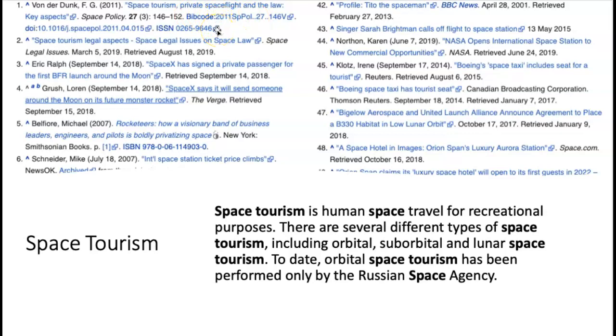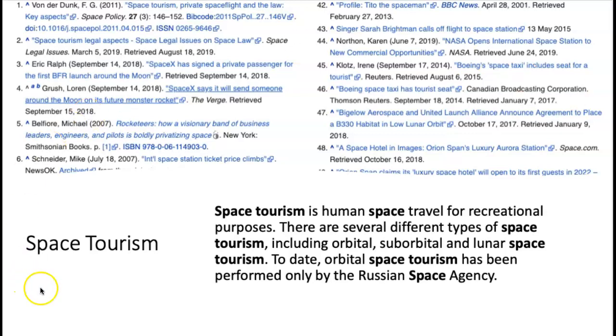So if I was investigating the topic of space tourism and I wanted to become a real expert and read some genuinely good articles on it, I could have a look at the references and judge whether they are worth pursuing or not. If we look at this one, for instance, Boeing Space Taxi has tourist seat. It's from the Canadian Broadcasting Corporation, and it's also from Thomson Reuters, which is a very reputable news organization. The Canadian Broadcasting Corporation is owned by the government. So generally speaking, that would be a very legitimate source to have a look at.